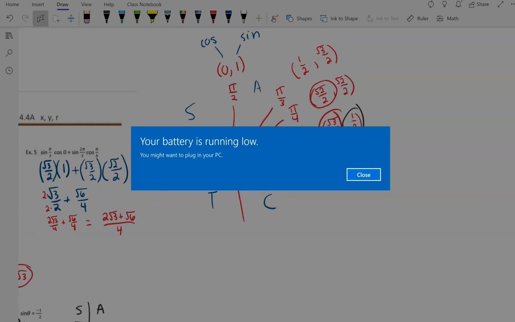Sorry, my battery's low. Gotta plug in my computer.